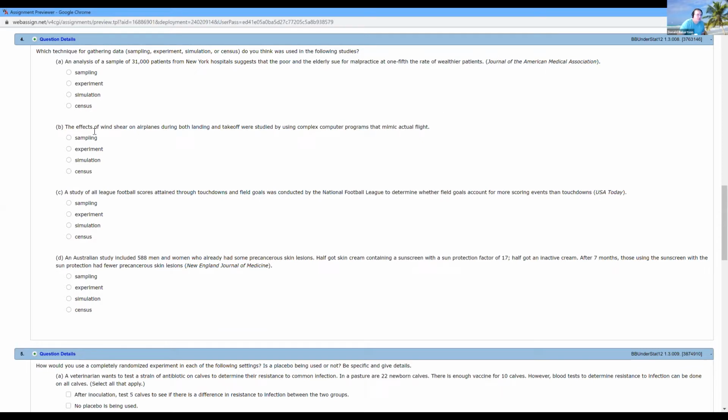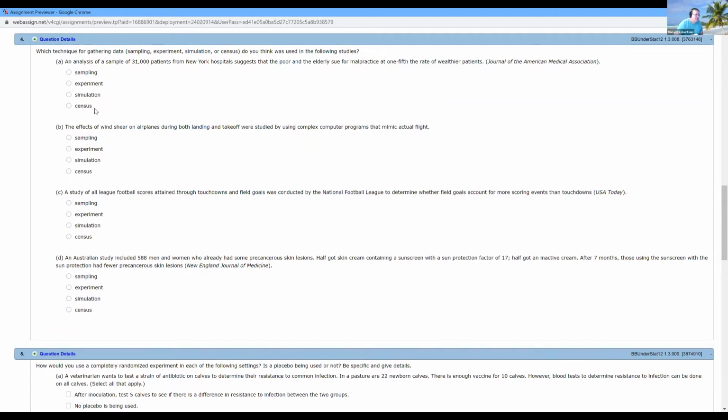Well, let's start at the bottom. It's a census. Well, I can tell you right now it's not a census because it was only a sample of 31,000 patients. They didn't look at every single patient in New York. And to be a census, it would say they looked at every single patient in New York and they found that the poor and elderly sued at a lower rate than the rich. Right? That's how that would be phrased. So I'm kicking it out by a process of elimination.